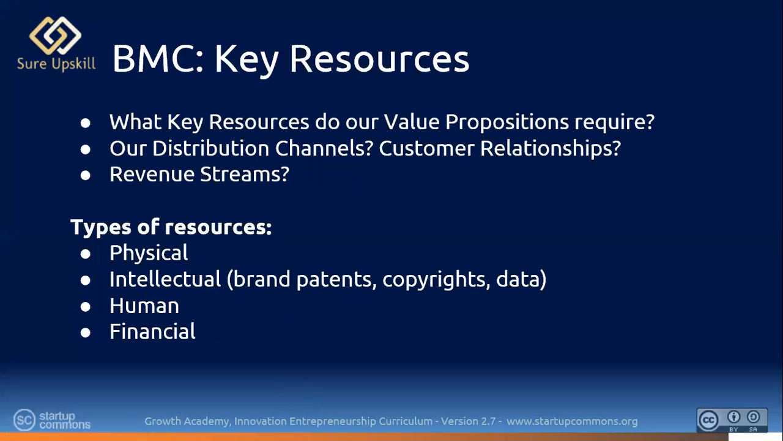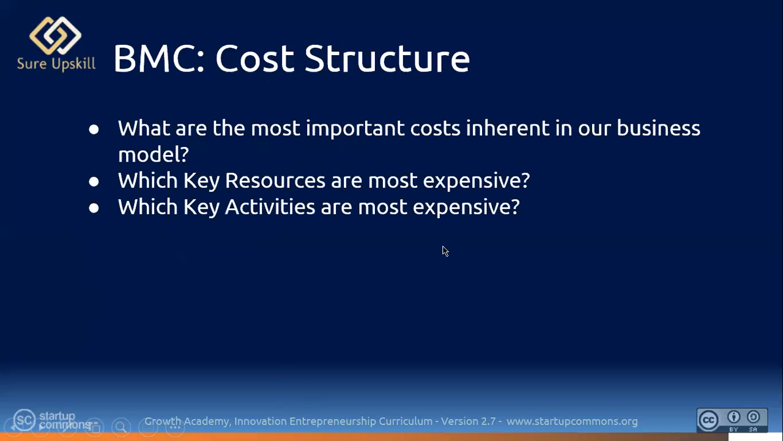Then what are the key resources? Okay. So these key resources are physical, intellectual, human, financial. Then the cost structure. What are the most important costs inherent in our business model? Which key resources are most expensive? Which key activities are most expensive? Why do we ask these questions?